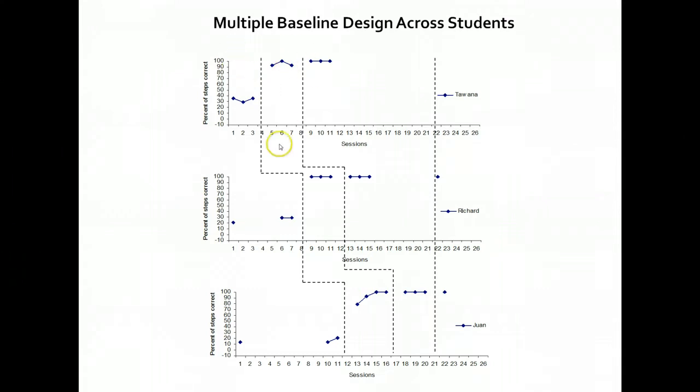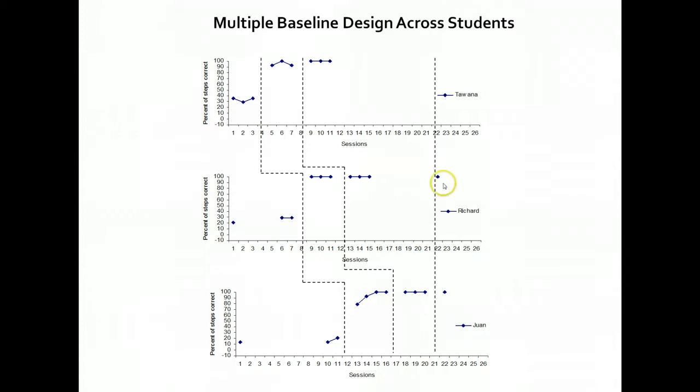Just take a look at that for now. Tawana has a percent of steps correct, not even half: 40, 30, 40, okay? I intervene, and all of a sudden she's doing 90 to 100% of the steps correct. Well, that's good. Does this show a functional relationship? No, because this could be coinciding with something else.